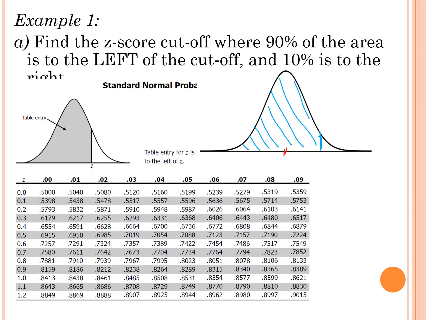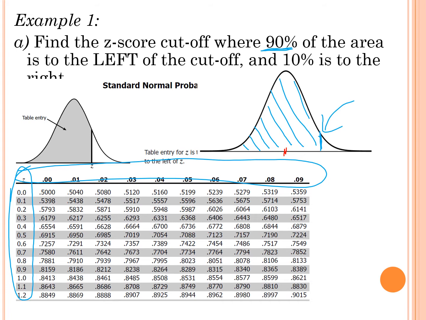So yesterday, we were taking our z-score and we were looking up a probability. So we would start by looking at these margins. Okay, our answer would come from the center of the table. Today, we're doing the opposite. So it's giving us this value. It's saying 90% is to the left of this cutoff right here, which means we're going to start off by looking inside the middle of this table for 90%.